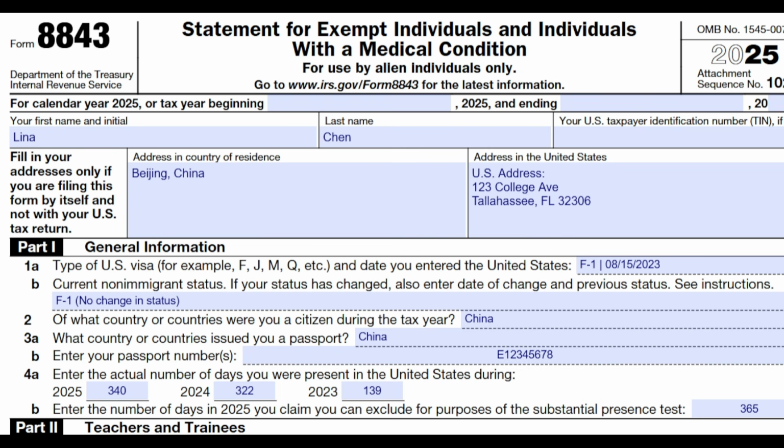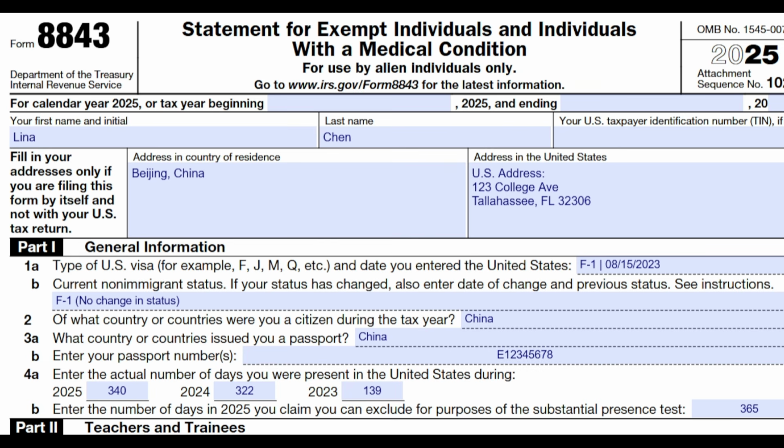3A, what country or countries issued you a passport? Same thing with your dual citizenship type of area. Whatever countries you received a passport from, you're going to enter. So if you only have a passport from China, you're just going to put China. Enter your passport number. I just made up a passport number. You put your actual passport number there.